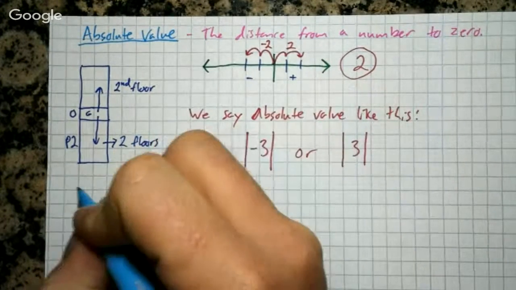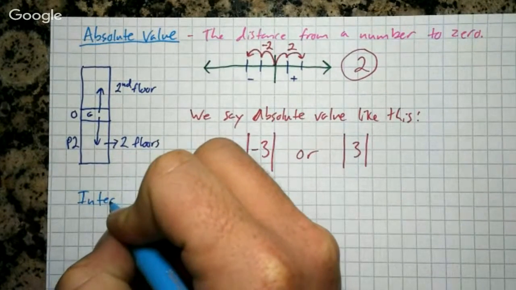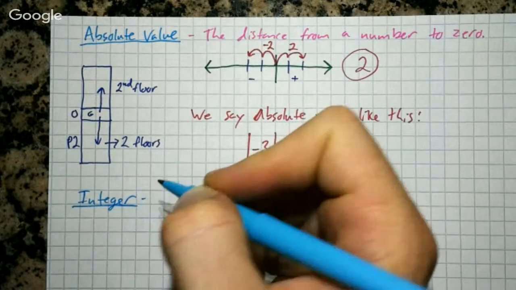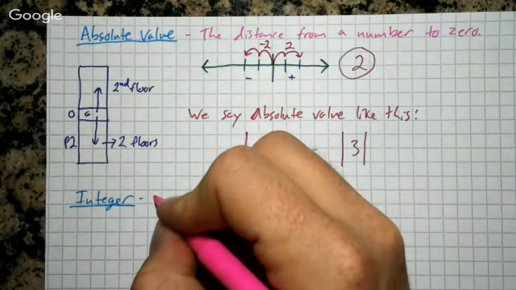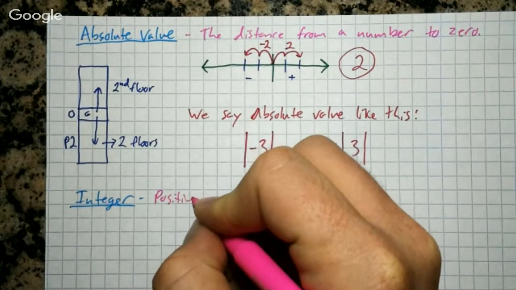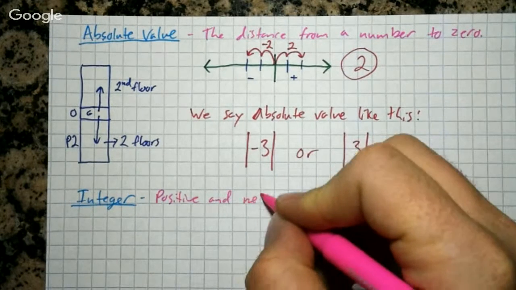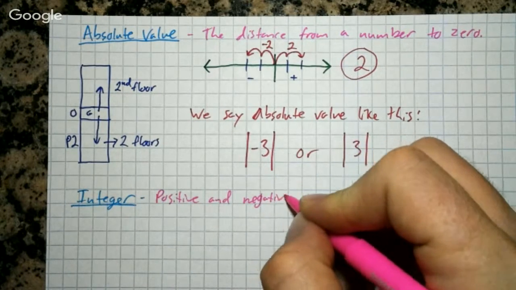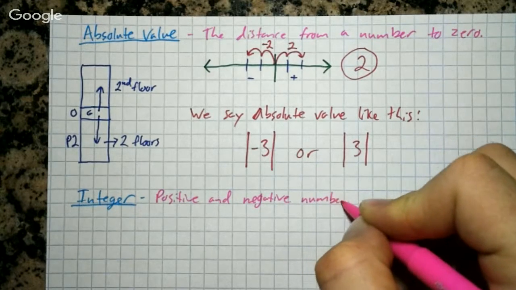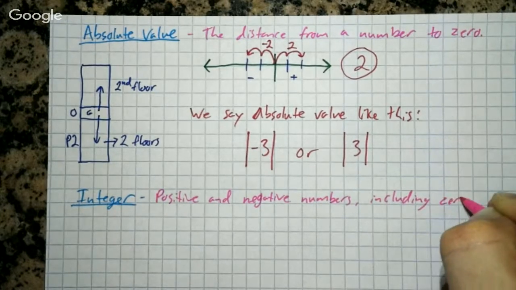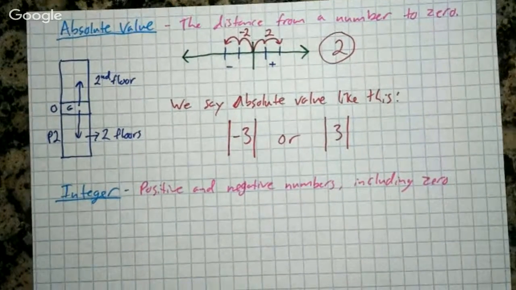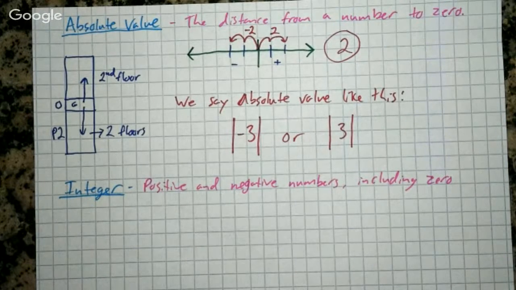Our next term is an integer. An integer is positive and negative numbers, including 0. So an integer is any positive or negative number, and it also includes 0. Now that seems like it's going to cover a lot, so let's go ahead and get some examples of this down again.